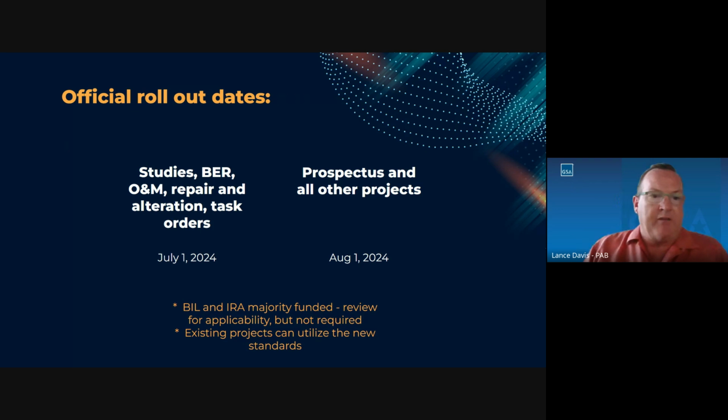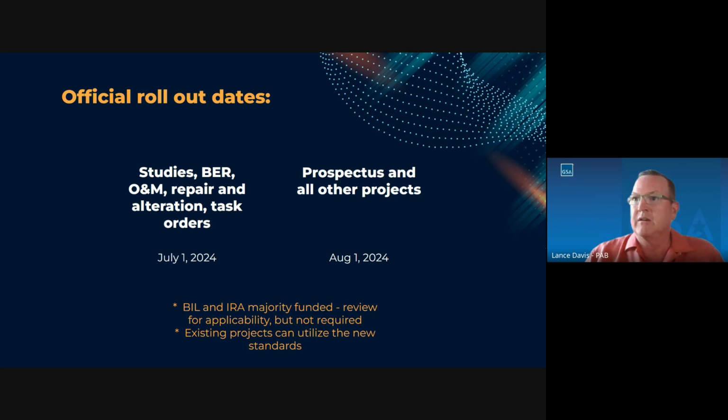So already starting July 1st, a lot of the smaller project work, things like the studies or a building evaluation report, O&M projects, repair and alterations, smaller versions, and task orders. If you've got a project that's hitting the street after July 1st, you are expected to be using the 2024 P100. And then come August 1st, all prospectus and all other projects like ESPC, RWAs, all of those sort of things are expected to be using P100, the 2024 version.